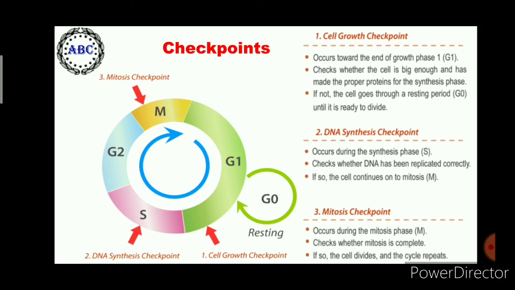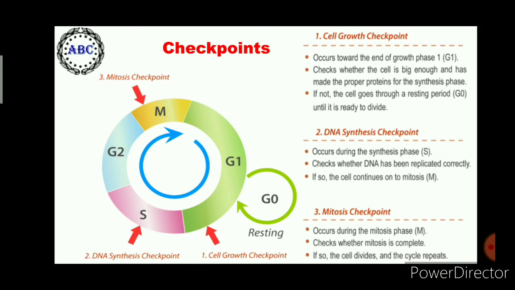The first checkpoint is the cell growth checkpoint, which occurs towards the end of the growth phase, that is the G1 phase. It checks whether the cell is big enough and has made the proper proteins for the synthesis phase. If not, the cell goes through a resting period, that is the G0 phase, until it is ready to divide.